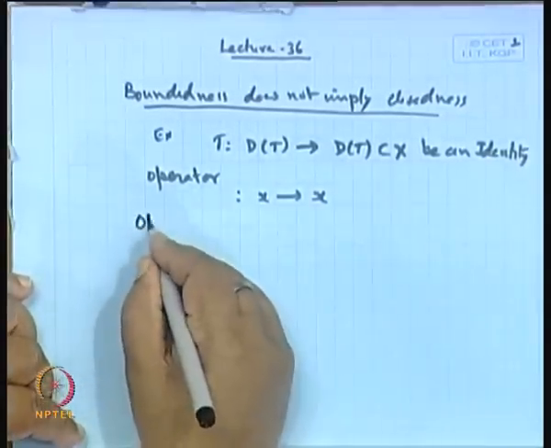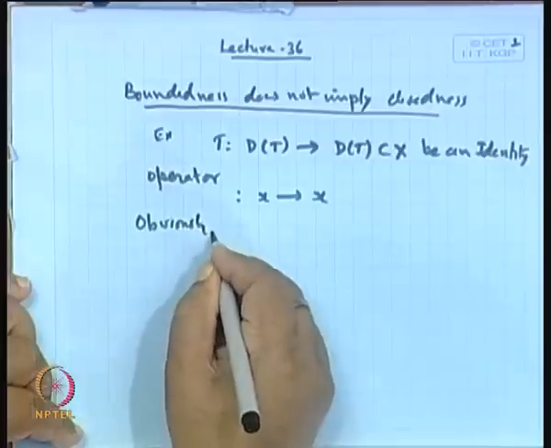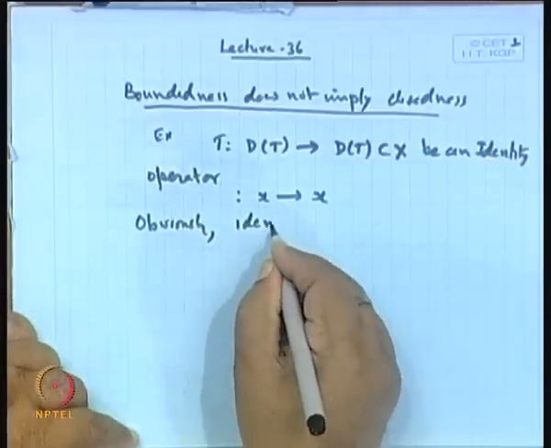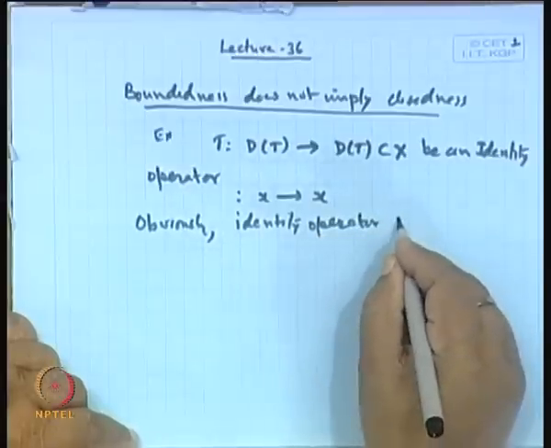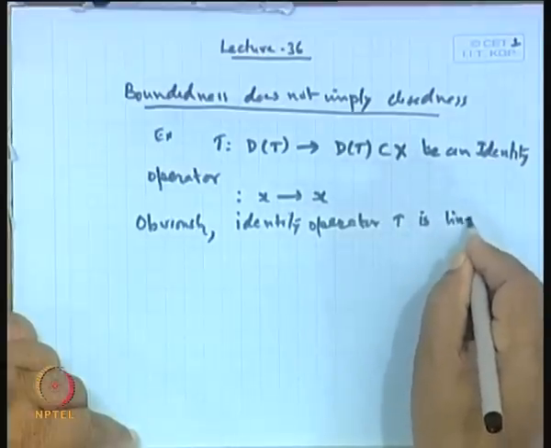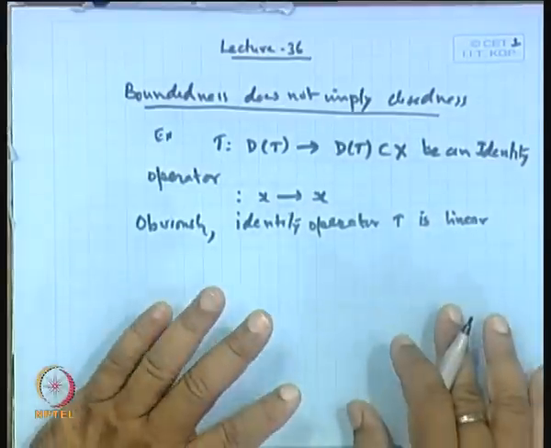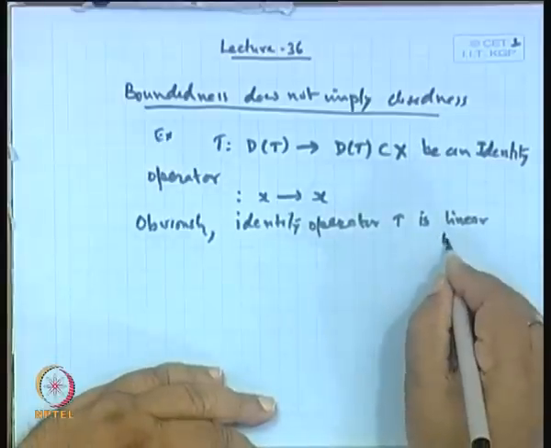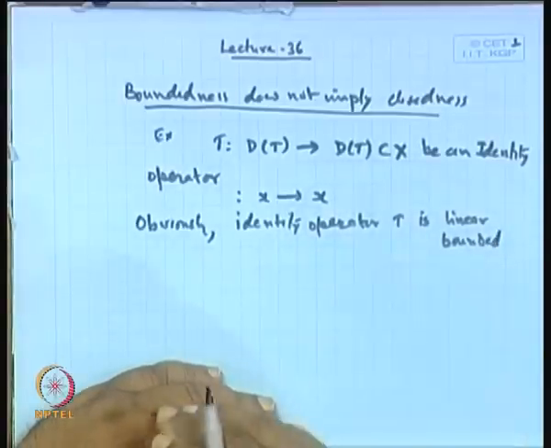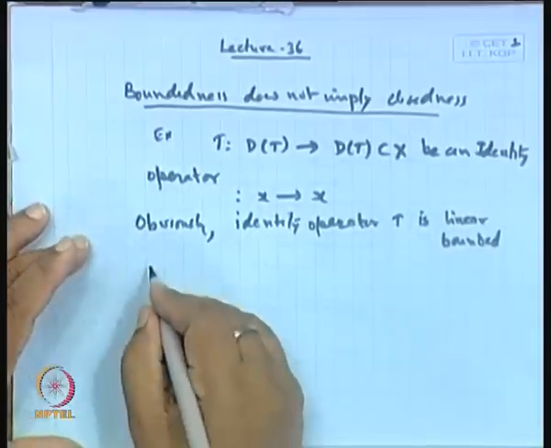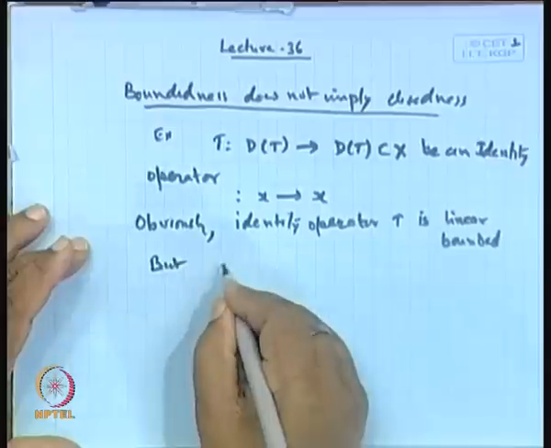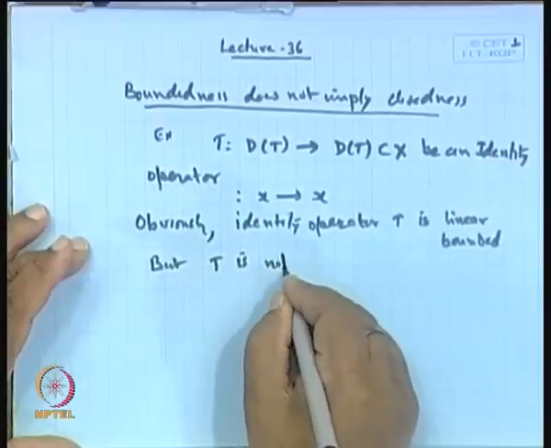So, obviously, this identity operator T is linear, is it not? There is nothing to prove for it, linear, as well as a bounded operator, because norm of T x equals norm of x. So, it is bounded with the norm 1. Okay. So, it is a linear and bounded operator, but T is not closed. Why?